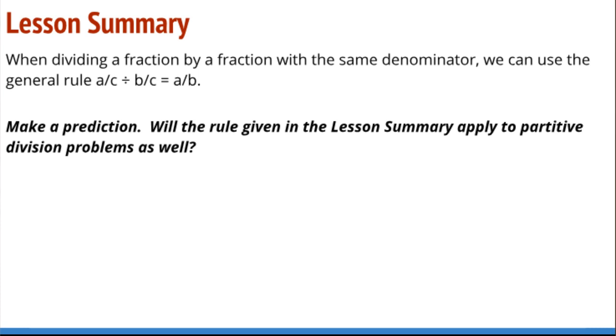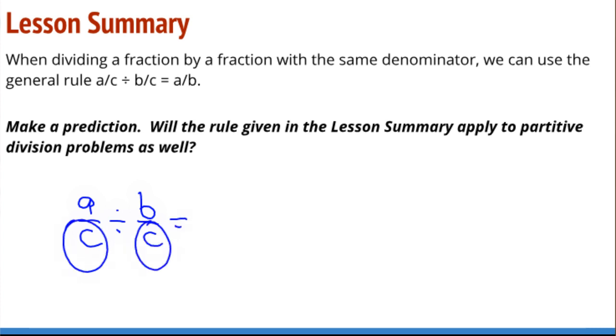All right, so taking a look at a lesson summary, when dividing a fraction by a fraction with the same denominator, we can use the general rule A over C divided by B over C. Notice the denominators are the same. I am going to have A divided by B. Now, the problems that we've looked at today have been measurement division.